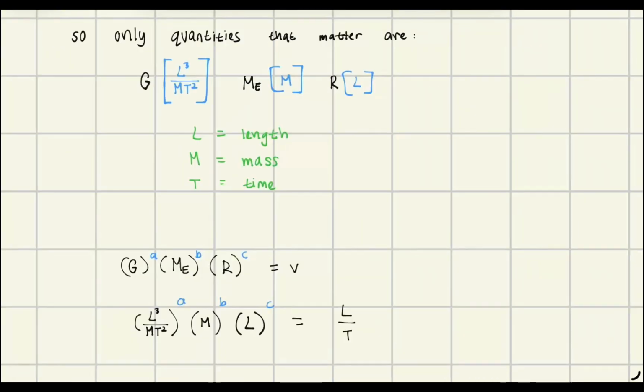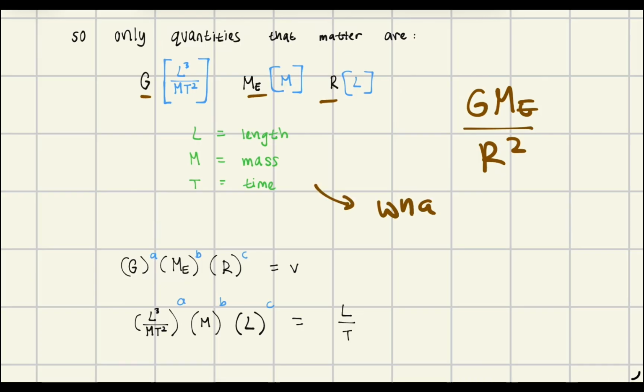Now we can write this in terms of its dimensions, where L is length, M is mass, and T is time. So G is L cubed over M T squared, M_E is just mass, and R is L. Here we're writing it in terms of exponents. We don't know the dependence yet, and that's the whole point of the numerical factor. We're just trying to find the dependence, and we can do this through dimensions. So G to the power of a times M_E to the power of b times R to the power of c has to equal v.